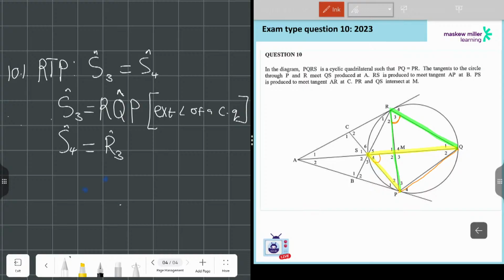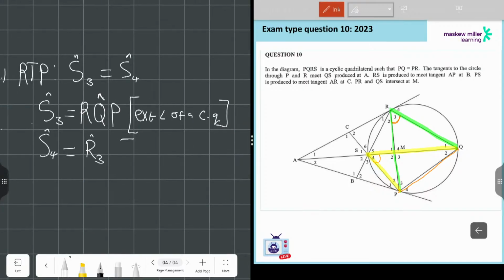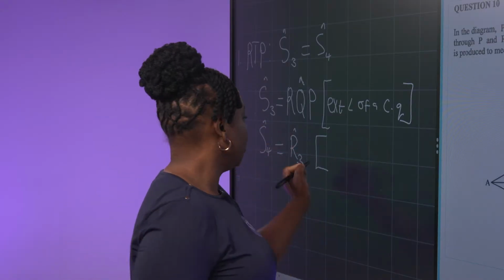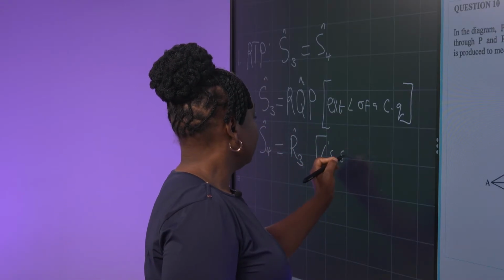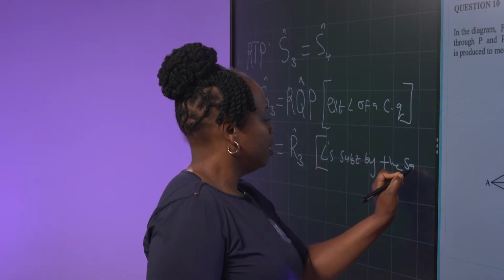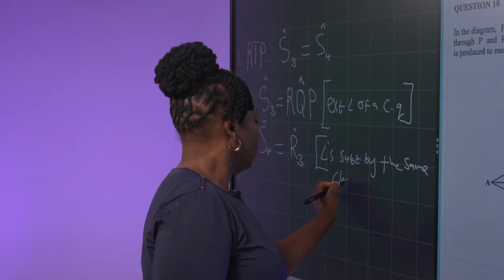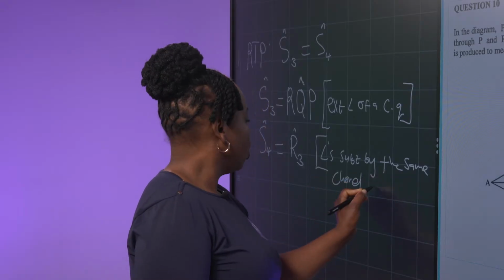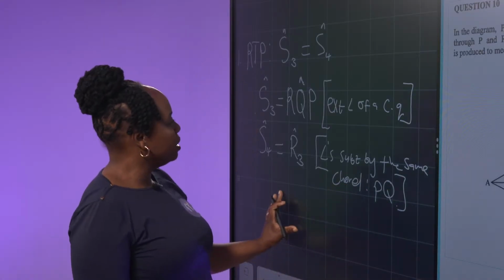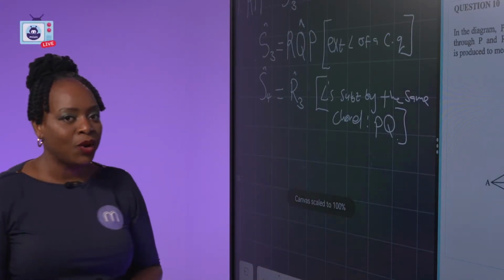So S4 equals R3. What is the reason there? It is angles subtended by the same chord, or angles in the same segment, right? So that is angles subtended by the same chord. Which chord are we talking about? Chord PQ. Right? So that is the angle subtended by the same chord. It looks like we are going somewhere.